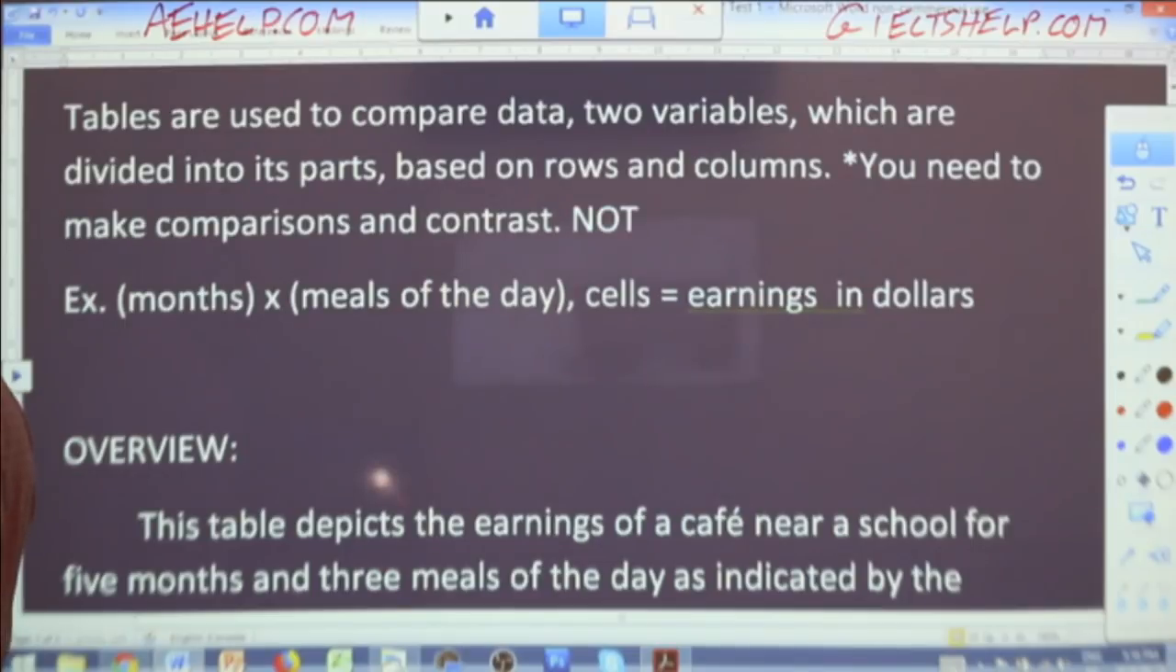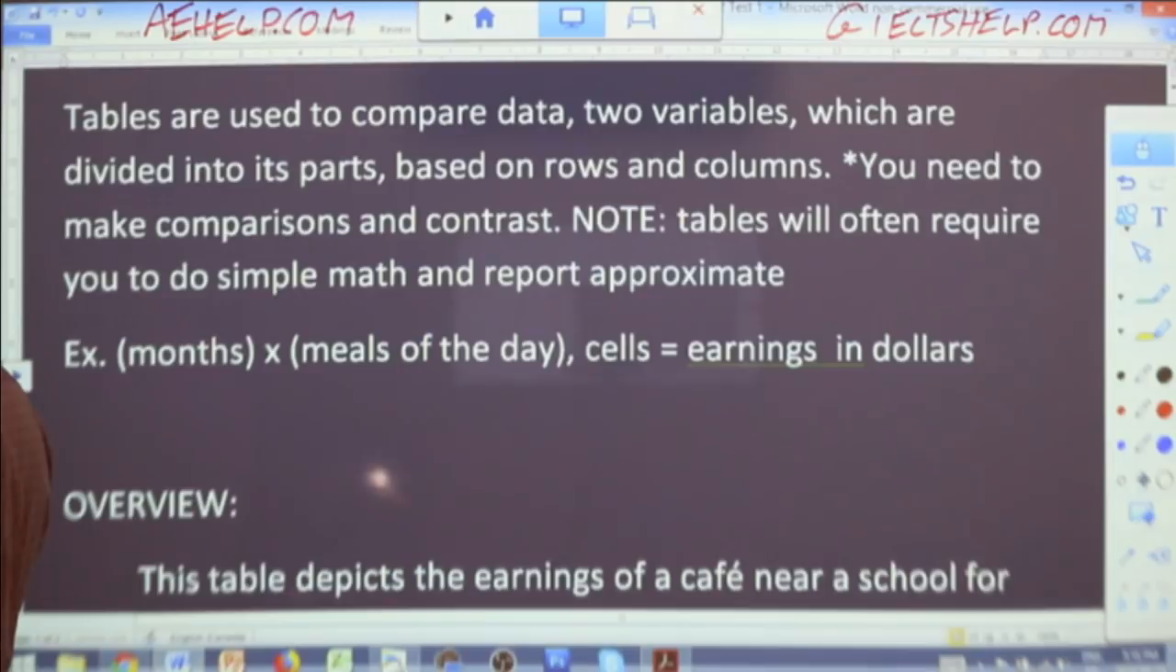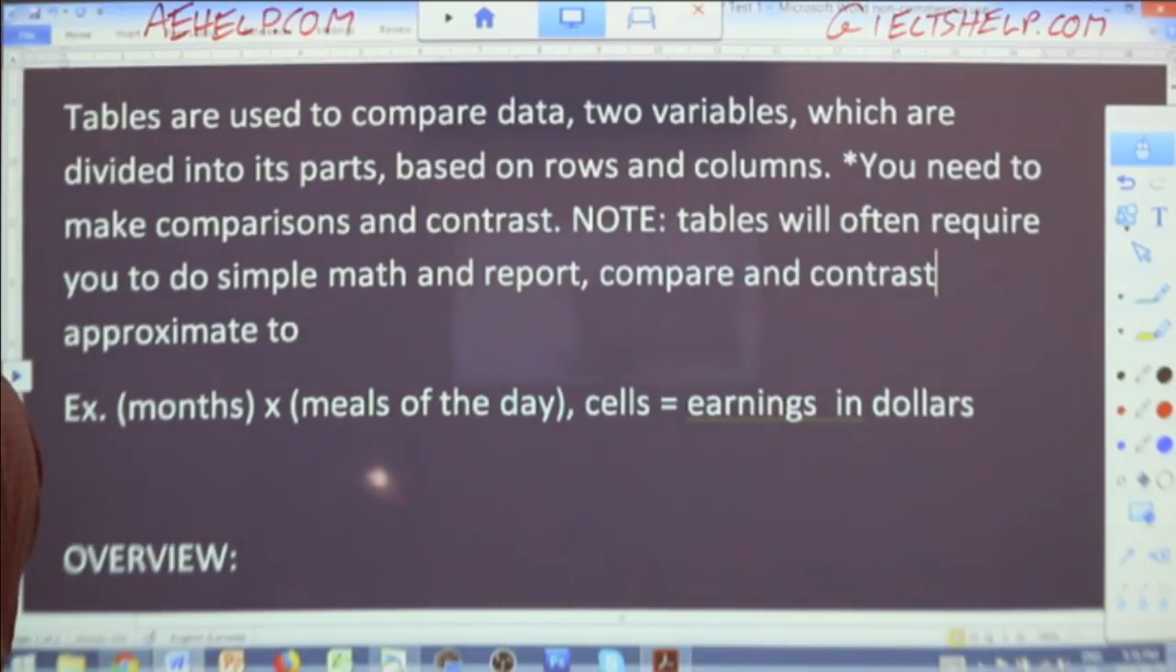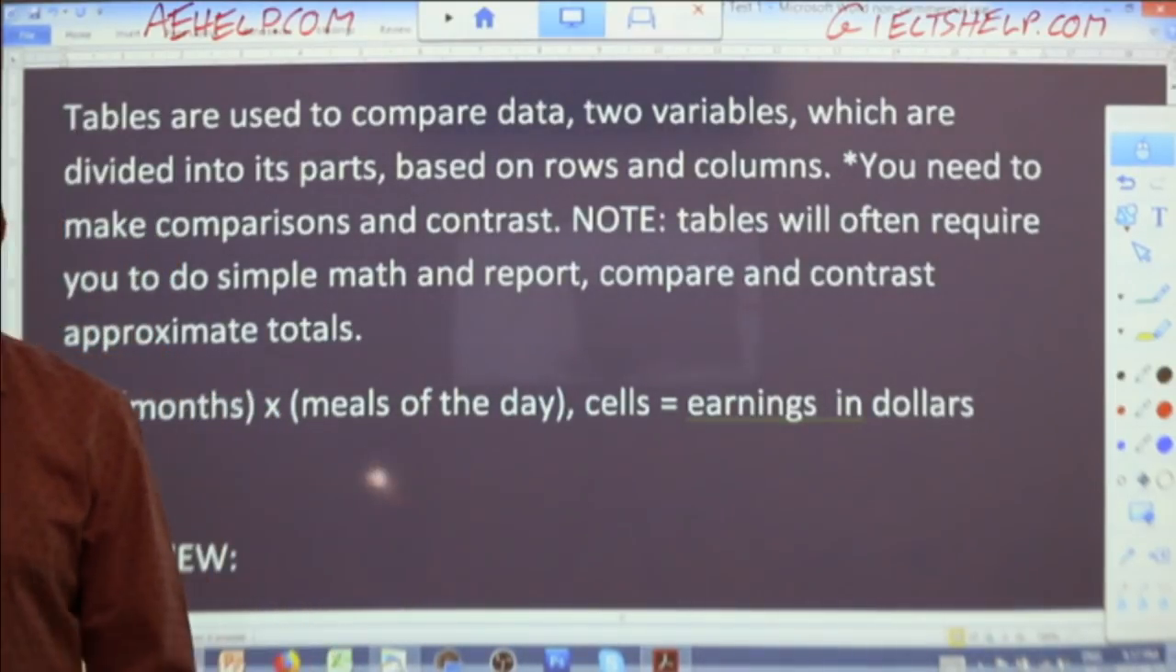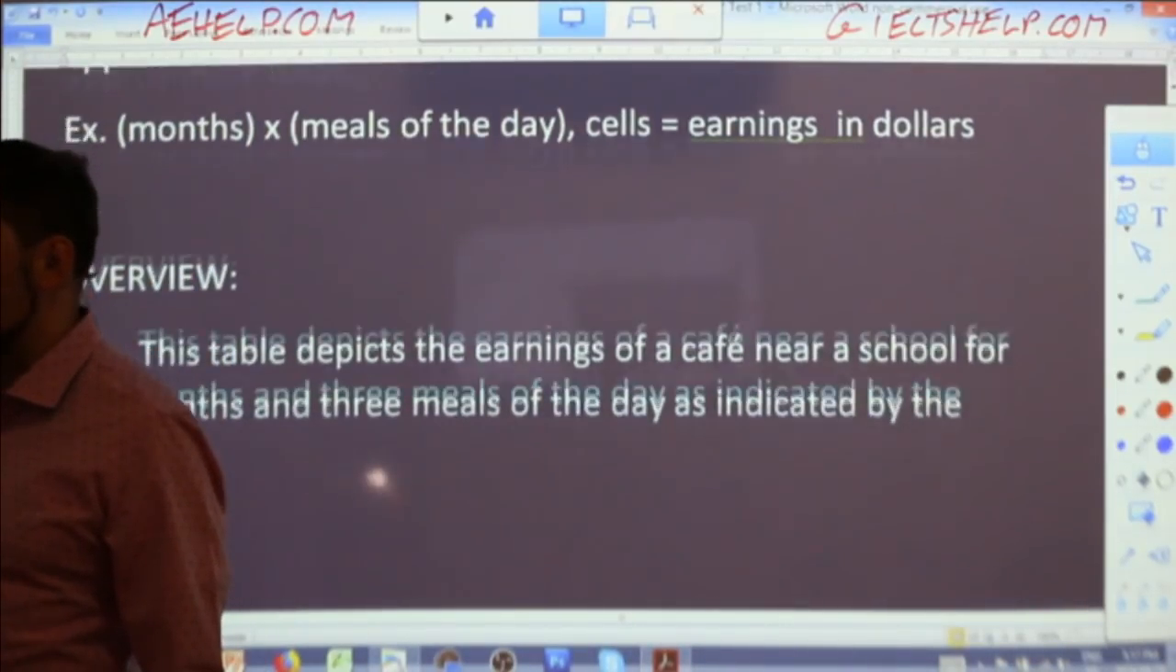Note, tables will often require you to do simple math and report, compare, contrast approximate totals, as in our example, right? So months versus other months and so on. All right, so girls and guys, that is task 1, part 1.